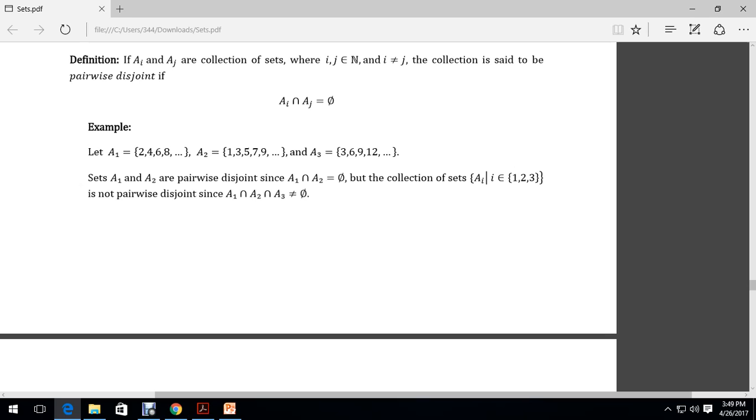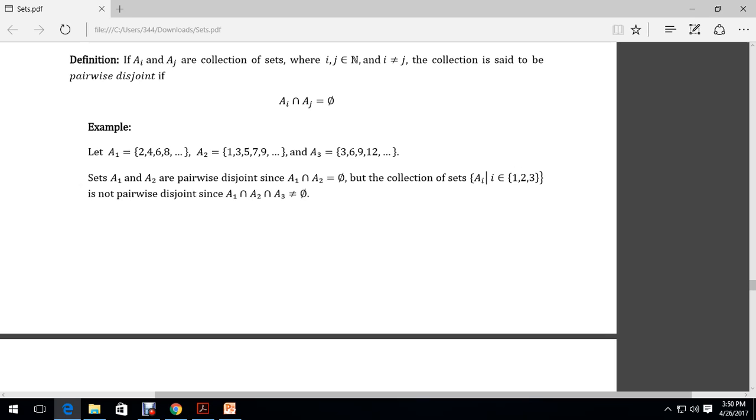Now, sets A sub 1 and A sub 2 are said to be pairwise disjoint since the intersection of A sub 1 and A sub 2 is a null set. That means A sub 1 and A sub 2 have no common elements. And this is quite obvious since the set A sub 1 has even integers and A sub 2 has odd integers. Therefore, they are said to be pairwise disjoint since they have no common elements.